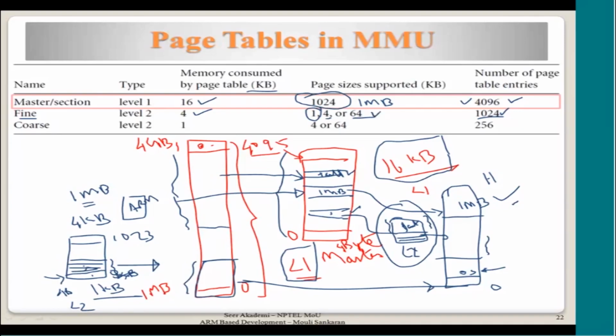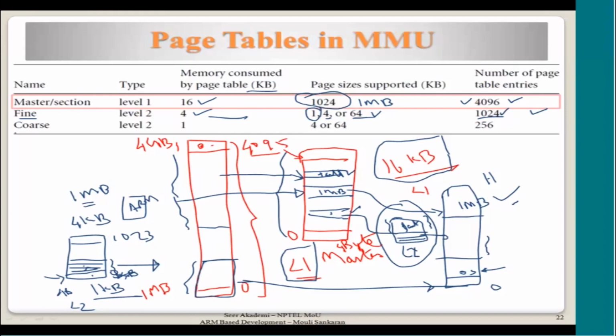So if it is a 64 KB page size, then all the 64 entries of 1 KB pages will have the same attributes. I will tell you how the attributes are entered in the page table, but that is how it is done. I hope you are able to understand these page table entries.